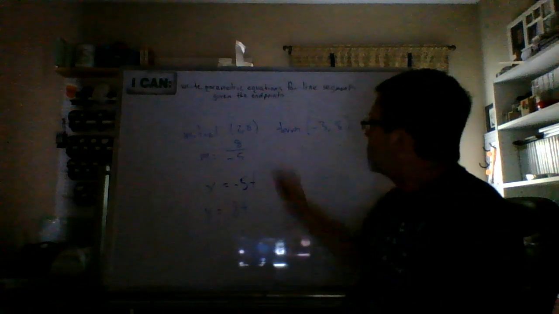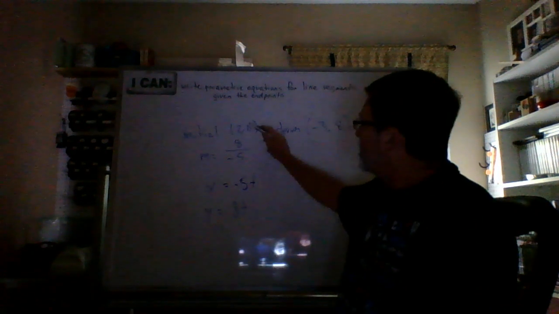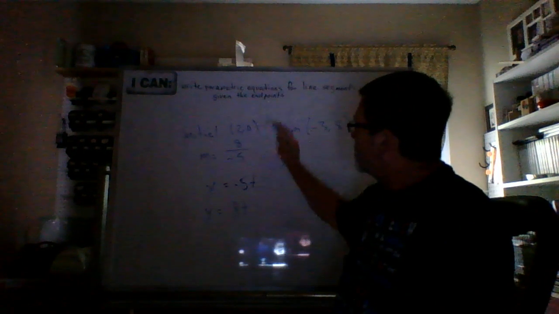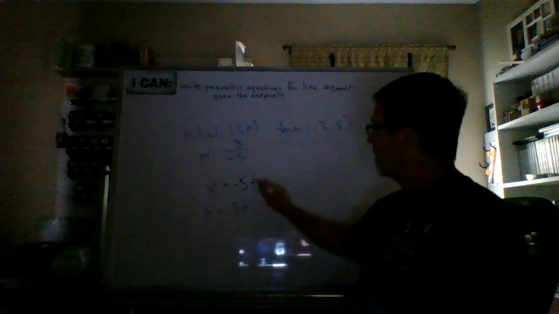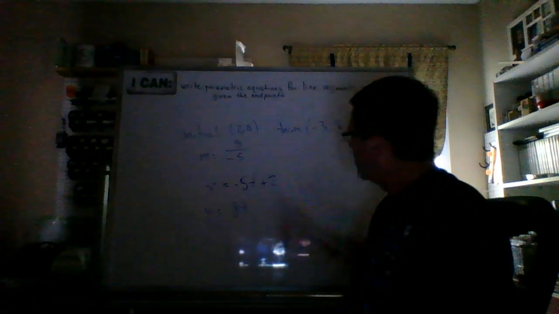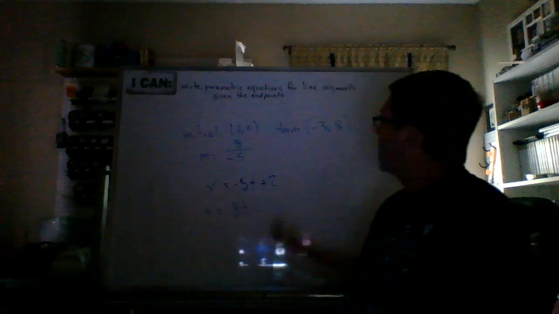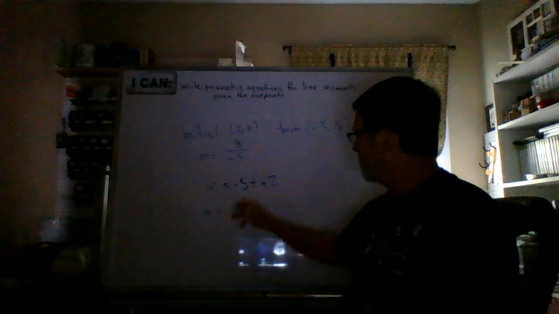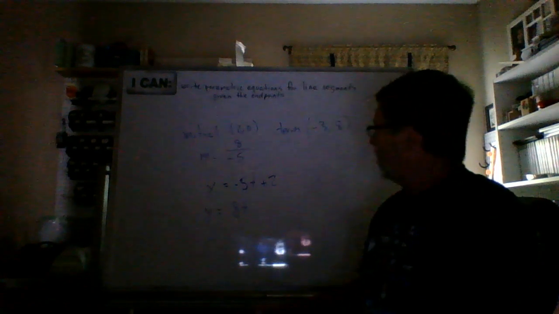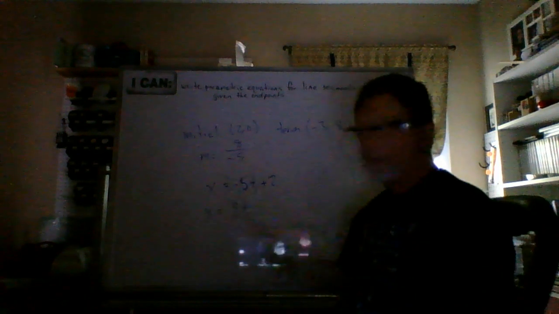Well, we know our initial point is (2, 0), and so when t is 0, I want my x value to be 2. Plugging in a 0 gives me 0, so I'll put a plus 2. And I want my y value to be 0. Well, there you go. If you plug in 0 for t, y is equal to 0. So this will give me my initial point.